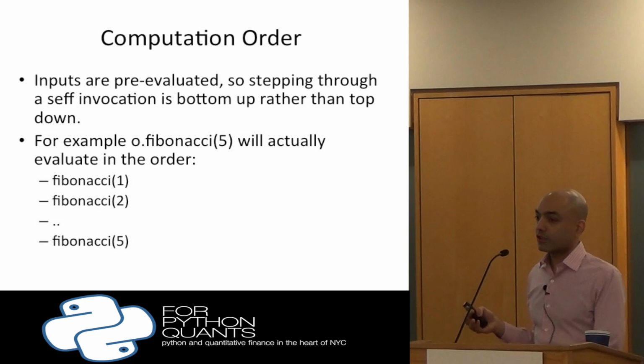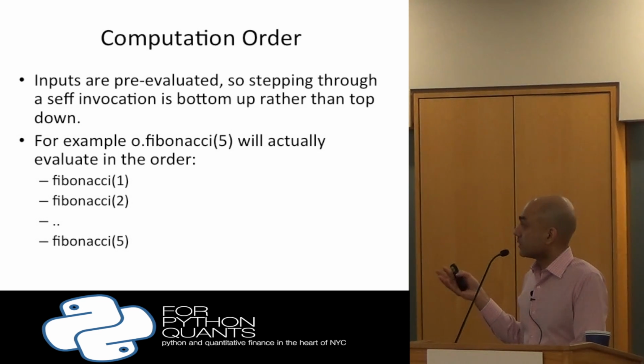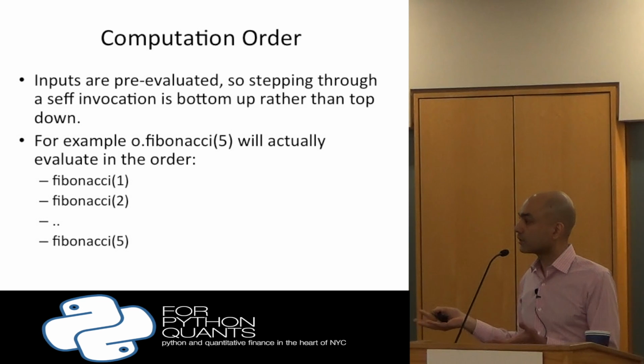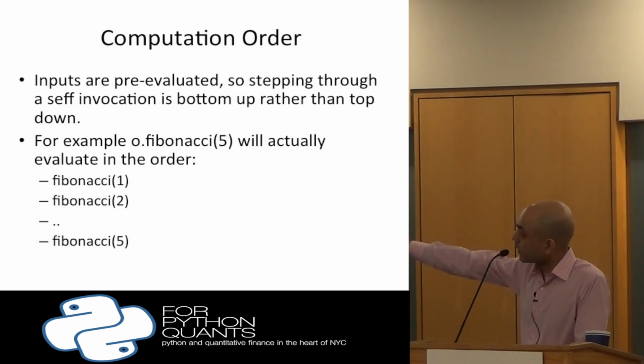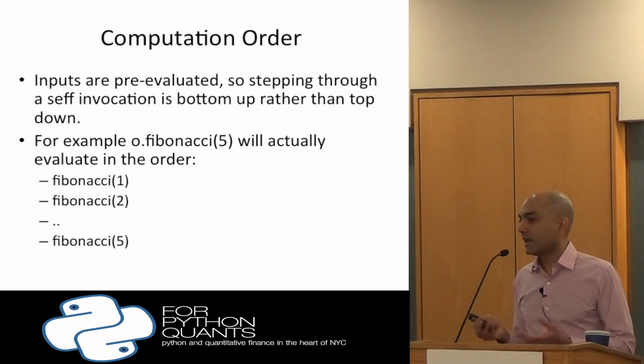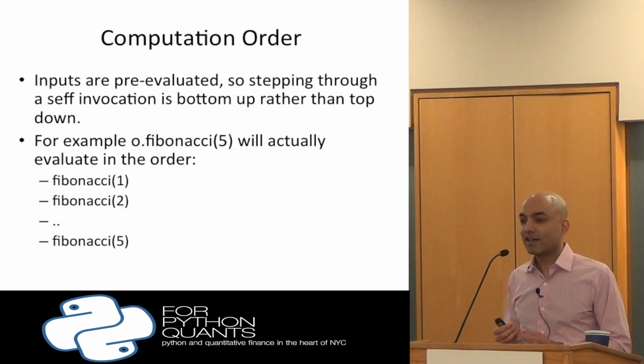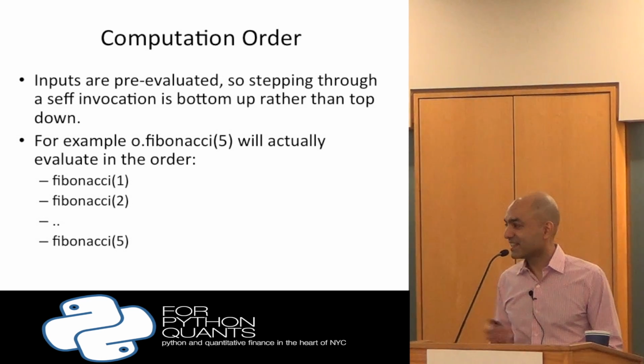Again, this has some implications on computation order, as we just mentioned. For example, if you look at this Fibonacci function, inputs are pre-evaluated. So stepping through an invocation is actually bottom up. When you call the function for n, the function for n doesn't get entered until the inputs into that function are evaluated first. So if you look at Fibonacci of 5, the order in which it will actually call the rewritten function is in this inverted order, 1, 2, and so on, up to 5. Same result, these are side effect free functions, but it may be confusing in debuggers.